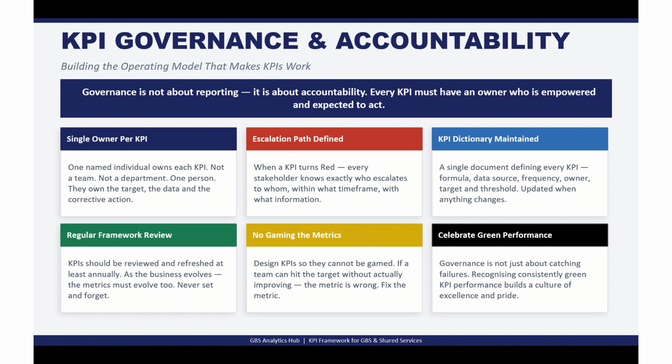Monthly reviews are for GBS leadership and business partners. All KPIs versus targets, full RAG status, trend analysis. 60-minute scorecard review with a full dashboard. This is where performance accountability happens.